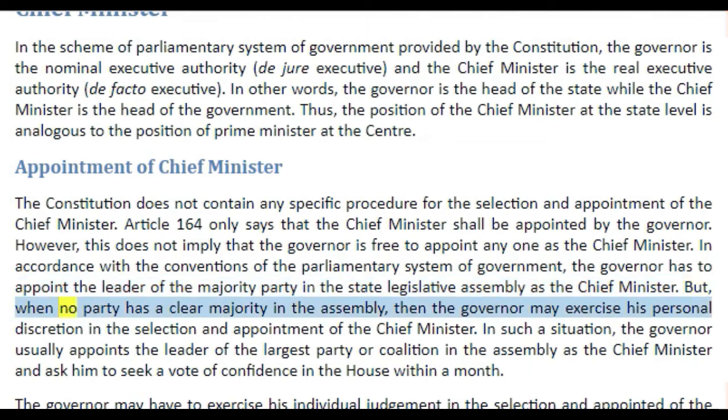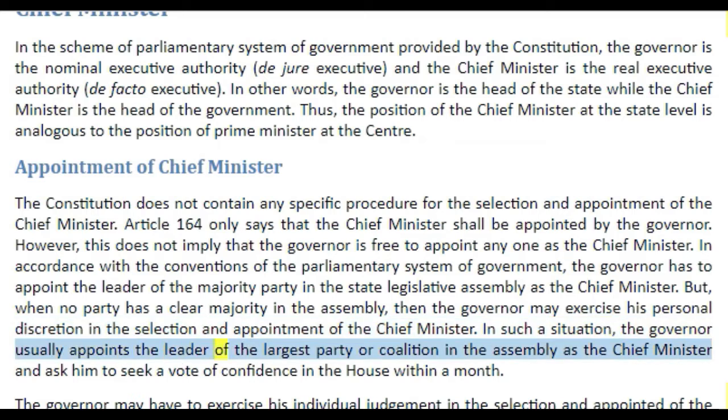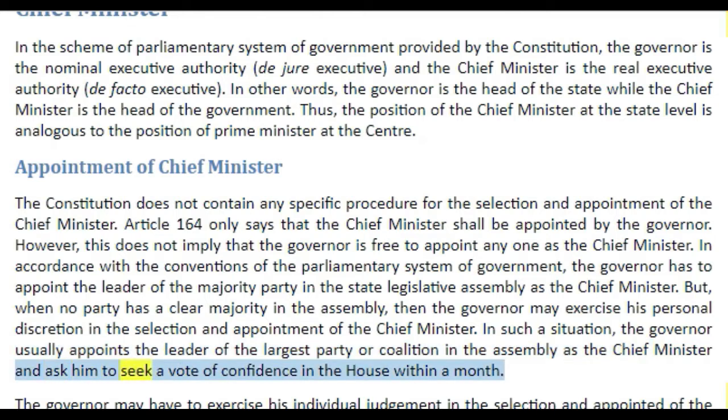But, when no party has a clear majority in the assembly, then the governor may exercise his personal discretion in the selection and appointment of the chief minister. In such a situation, the governor usually appoints the leader of the largest party or coalition in the assembly as the chief minister and asks him to seek a vote of confidence in the House within a month.